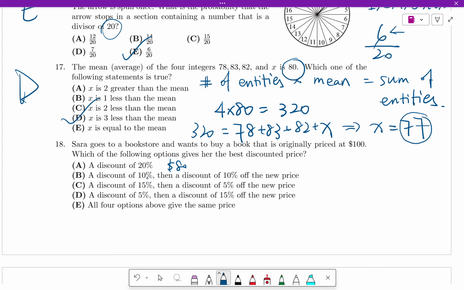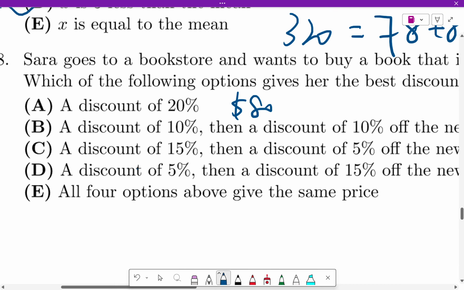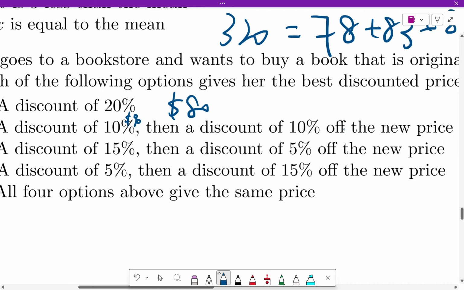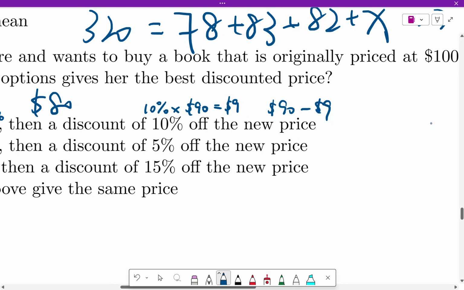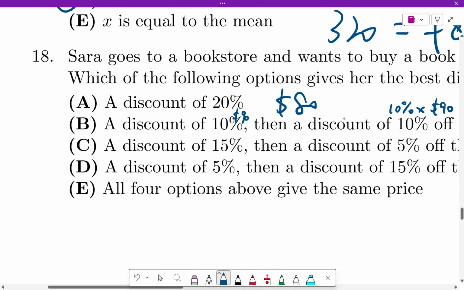Option B, a discount of 10%, so we would have $90. Then a discount of 10% of the new price, so it's 10% of $90, which is $9. So we would use $90, which is the new price, minus the new discount, which would give us $81. So this would be the price we need to pay for option B.